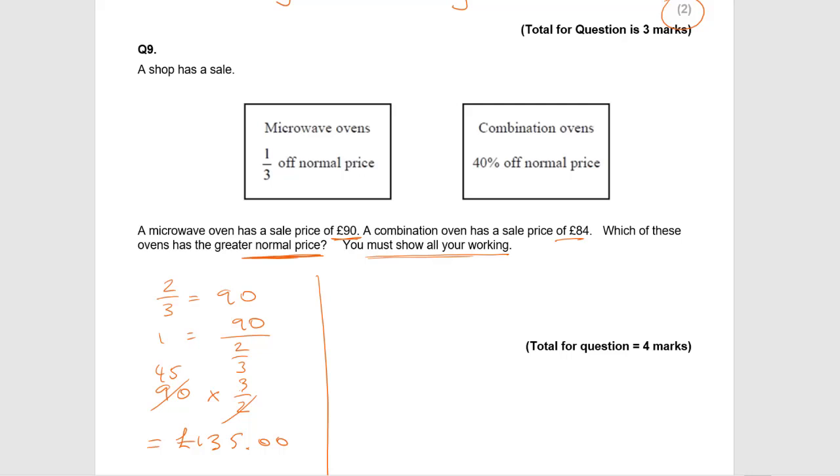Combination ovens, 40% off. That means sale price is 84. So that means 60% is worth £84. So 1% is going to be 84 divided by 60. We're looking for the 100% price, which is going to be 84 divided by 60 times by 100. Simplify it. Divide top and bottom by 10.